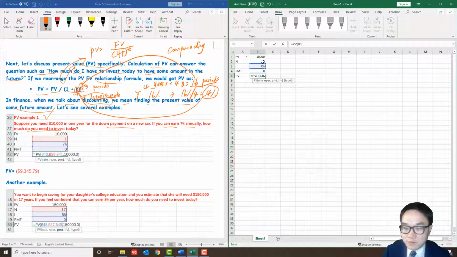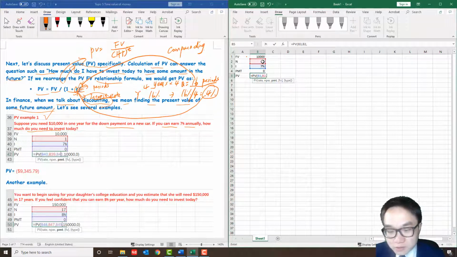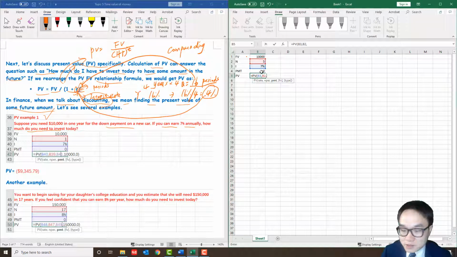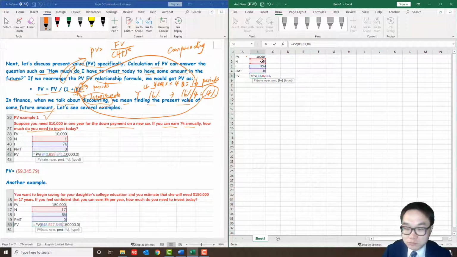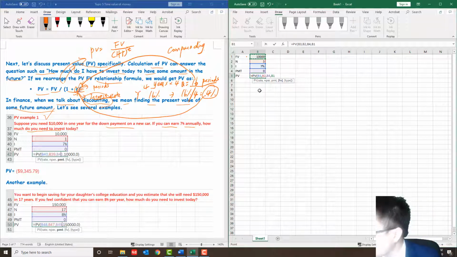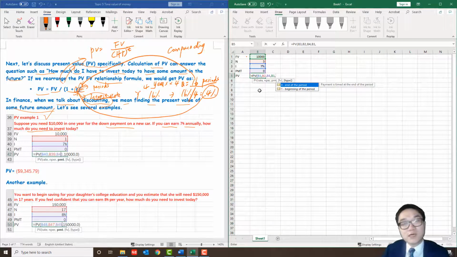Periods 5. Put another comma. Okay, payments, select 0. Okay, put another comma. Future value 10,000, right? Is it 10,000? Yes, 10,000. Just select that one. Okay, put comma. Type, as we said earlier, this future value, present value, normally the default value is 0. We are going to differentiate the difference between 0 and 1 when we talk about annuity.